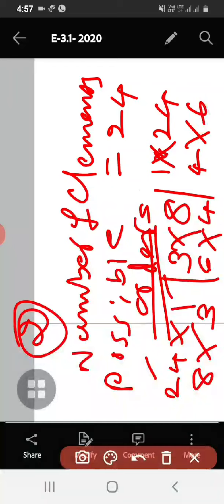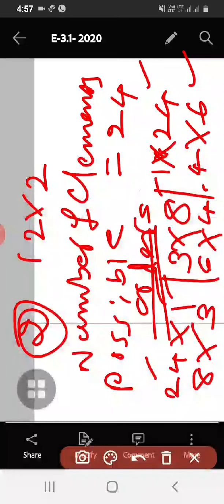Then what are the other possibilities here? So you have to write down this one by one. Then I will write here. So other possibilities are 12 cross 2, 12 twos are 24, or 2 cross 12. See here, these are all the possible orders of the matrix.